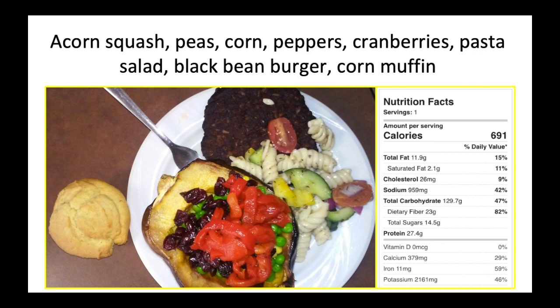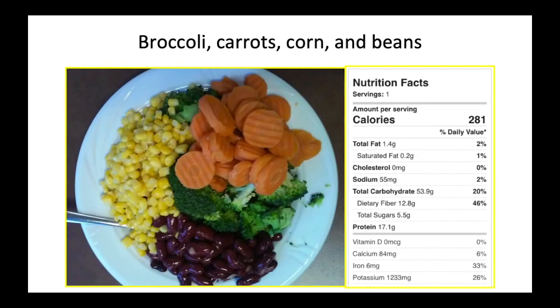You'll notice that the sodium's high. It's almost 1,000 milligrams. Most of the reason for that is that black bean burger and the cornbread muffin. So I would get rid of the cornbread muffin first, and then that burger is going to have some sodium in it as well.